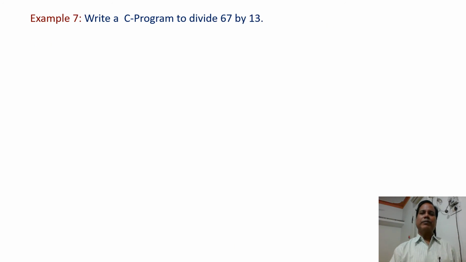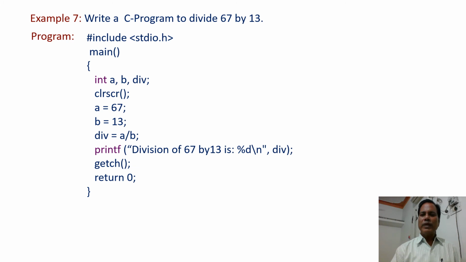Now the next program is for the division, and here it is very important to take note of this one. That is, write a C program to divide 67 by 30. Again both the operands are integers. Whenever the program is written like this, again three variables are to be declared, two variables for getting the two integer numbers and one variable for holding the result.